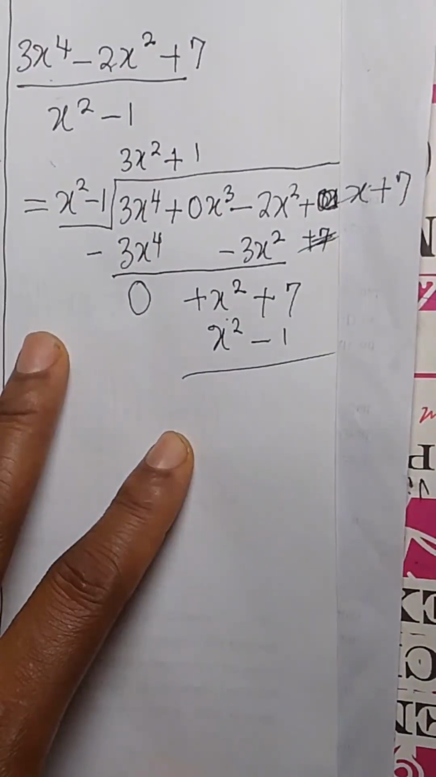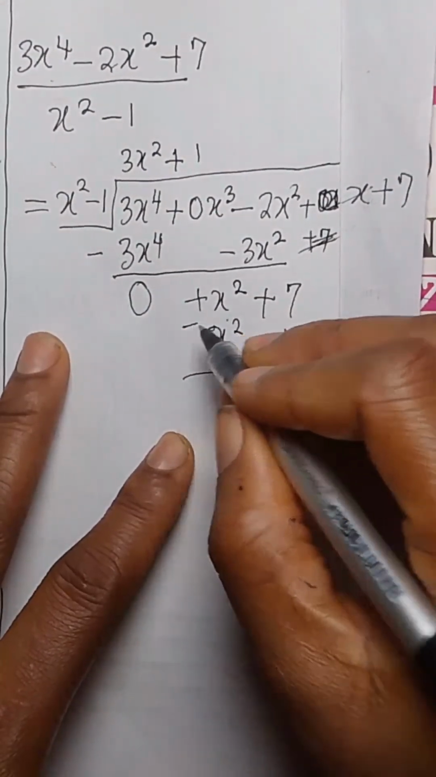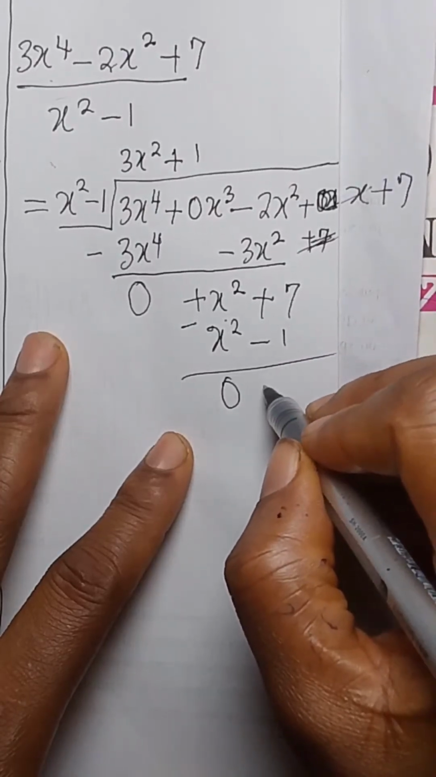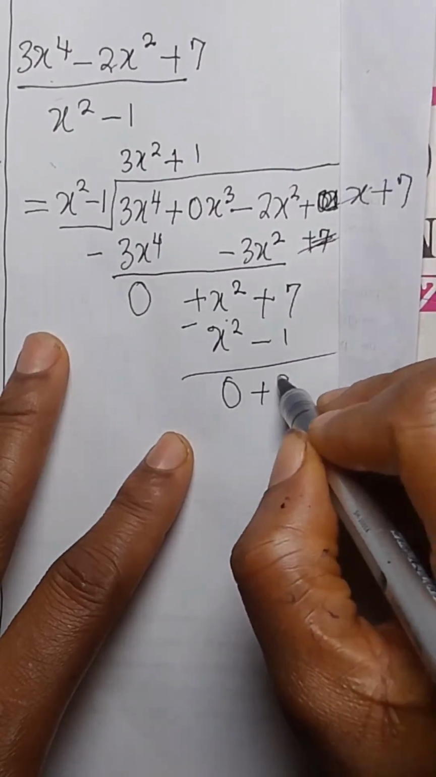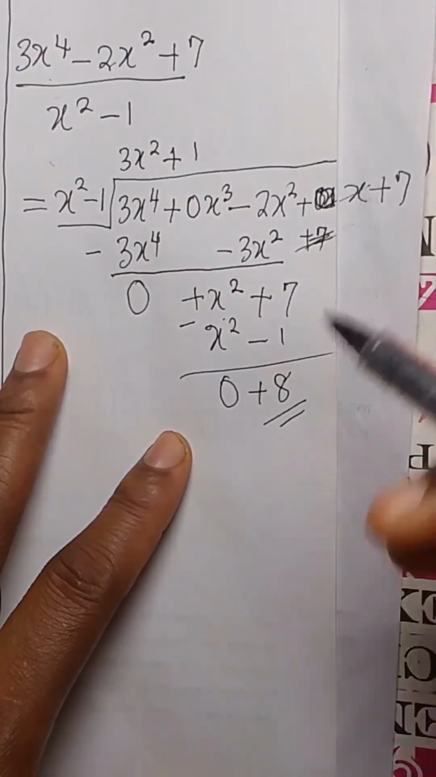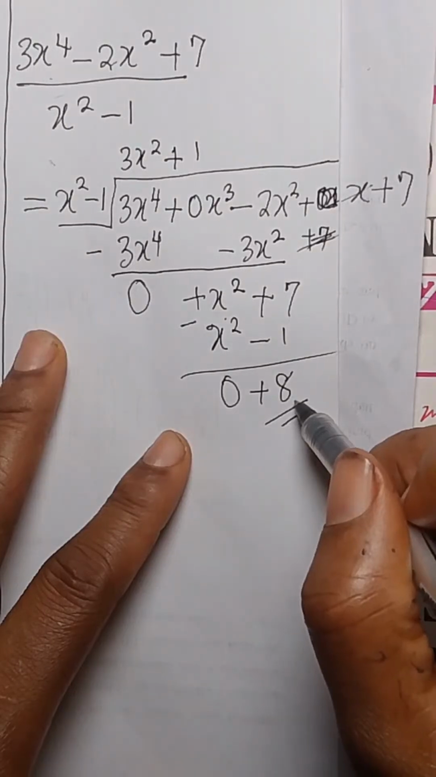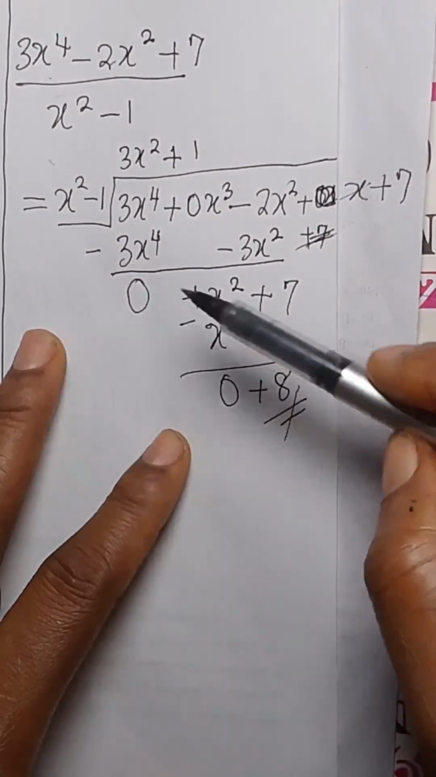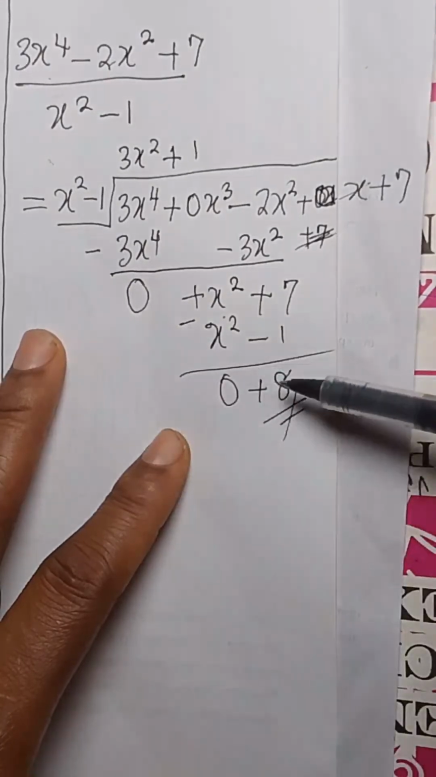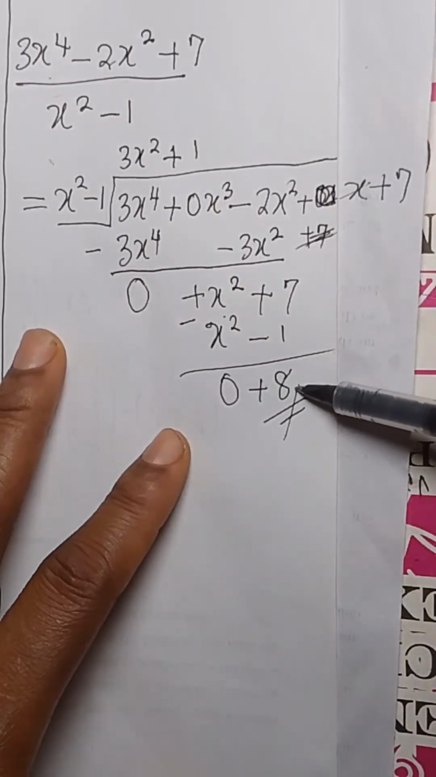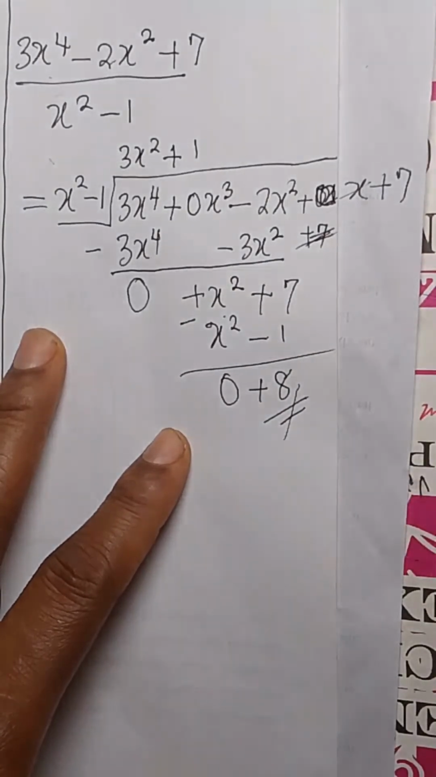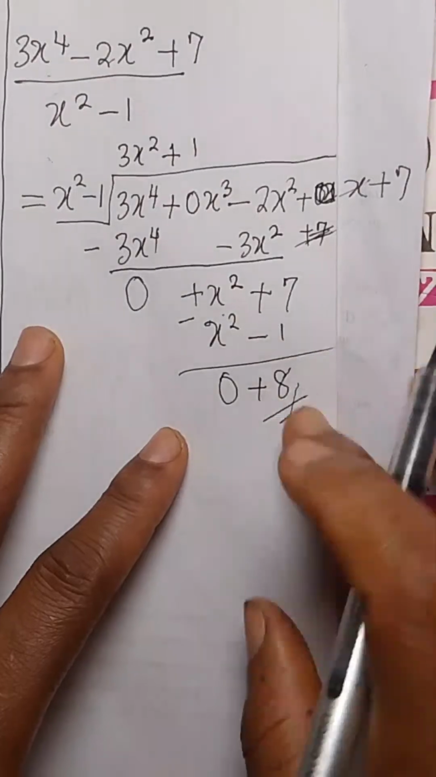All right. So we're going to subtract, and this is 0. 7 minus minus 1 is 7 plus 1. That is plus 8. Okay. So you see here, we have a remainder. Now, when you have a remainder, we can see that there's no variable here at all, no x here, or x raised to power. Only if you have x raised to power 2, that is when you can divide again. But when you cannot divide again, this is what you're going to write as your answer.